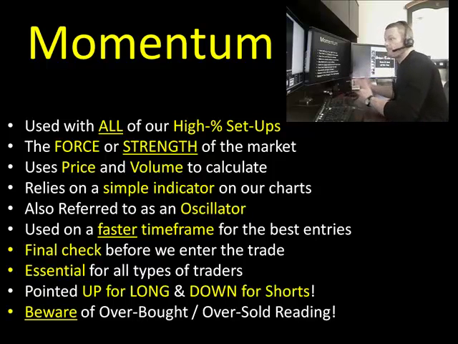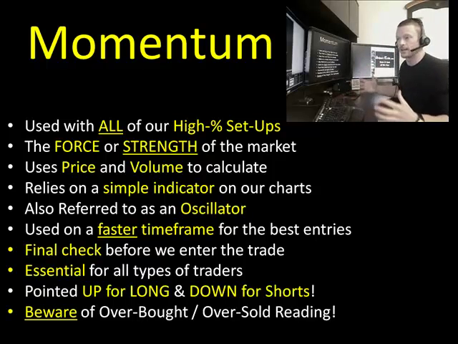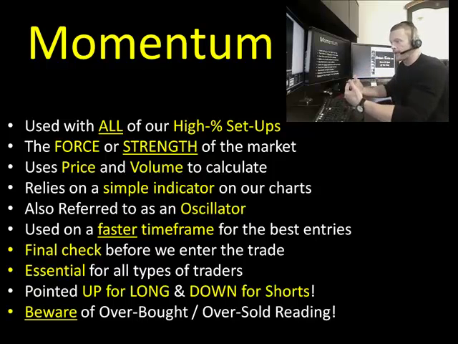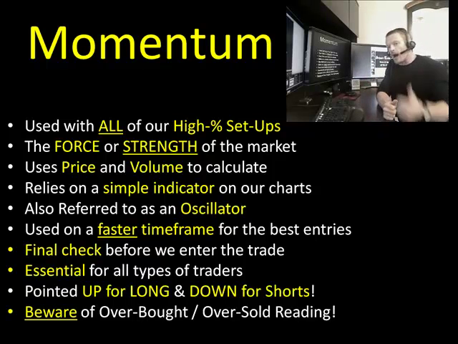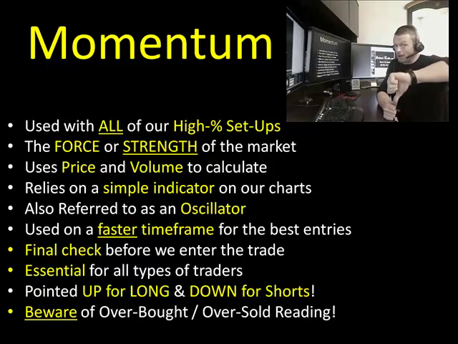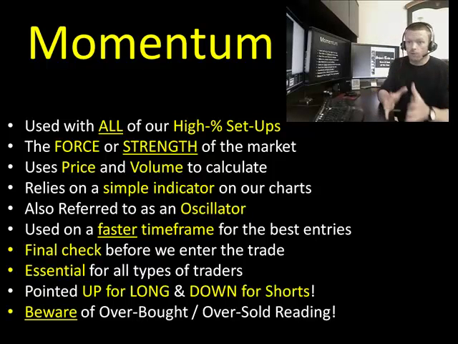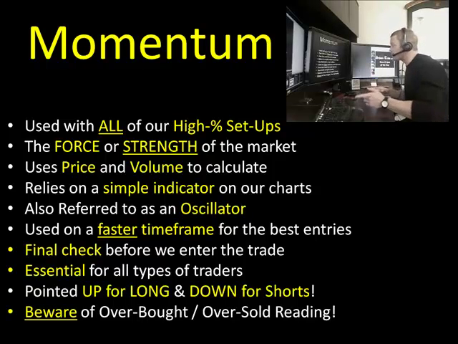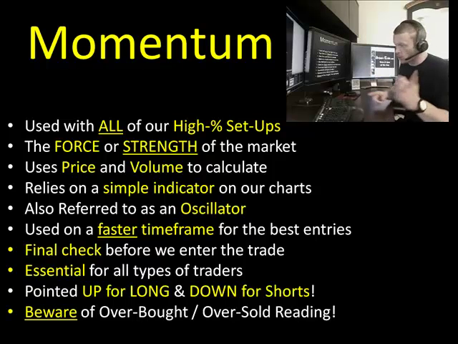We use price and volume to calculate momentum, and it relies on a simple indicator on our charts. It's referred to as an oscillator. That's what momentum is called. It's used on fast time frames for the most precise entries, and we use it as a final check before we enter our trade. It's essential for all types of traders, guys, and it's really easy to use. Pointed up for long trades, pointed down for short trades. Now, beware of overbought and oversold territory. All right, guys, so beware when the momentum indicator is overbought or oversold. So just want to be careful about that.